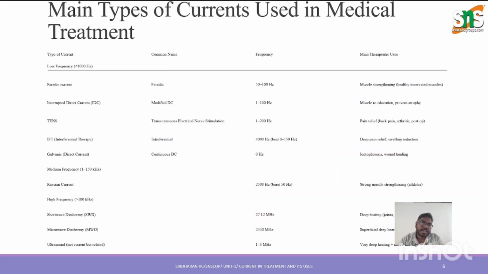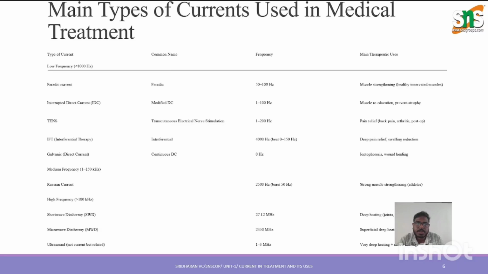So now we're going to see about the main types of current used in medical treatment. Generally, low frequency currents are those with a frequency of less than 1000 hertz. First, we're going to see about the Faradic current, commonly called Faradic. This Faradic current frequency lies between 50 to 100 hertz. The main therapeutic effect of the Faradic current is muscle strengthening, mainly helping in the innervated muscles.